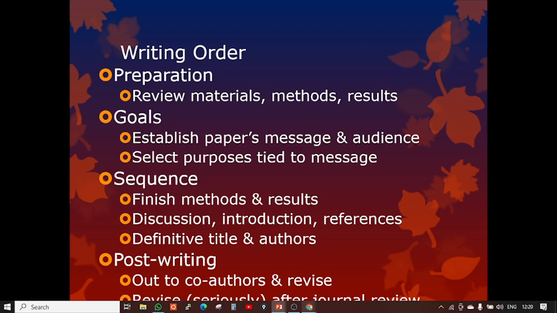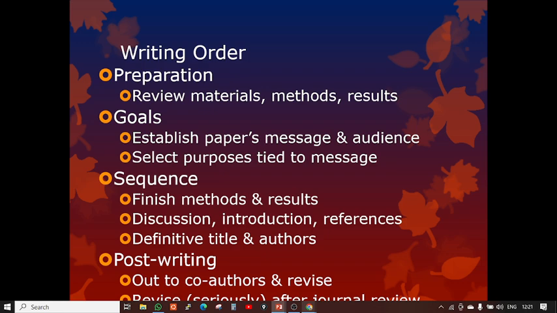Then definite titles and authors. Titles and authors are not written initially. Initially you write the methods, results, discussion, introduction, references. Lastly, you modify your titles and add authors. If someone is going to help or you have some collaborations, then you add those authors. As a reader you read the title first, but as a writer, the title and the author section come last. Lastly you just correct these things.